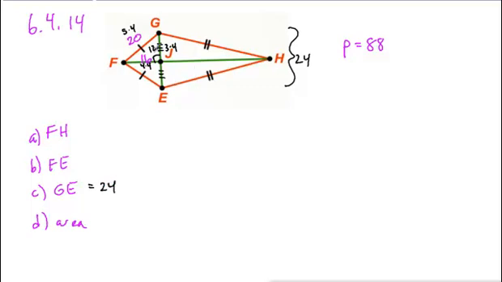If we want to find FE, FE is equal to FG, so we know that that's also going to be 20. And then finally FH here.